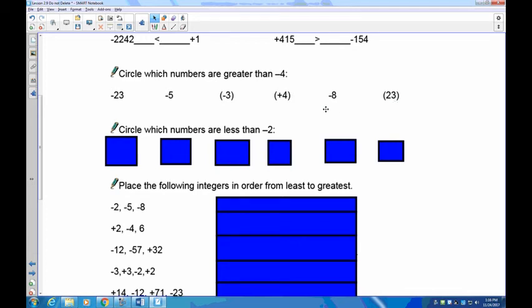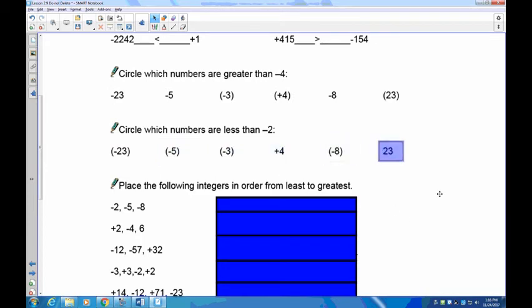All right, so here we go. Negative 23, that's negative, so that should be circled. And I'm just going to undo all of them here so you can see the ones that are circled. Now the ones that are in parentheses are the ones that are circled, and you'll notice they're all on the left-hand side of -2. So that means that they're going to be less. So you should be circling all the negative numbers which are larger than 2. Now +4 is greater and +23 is greater because they're on the right-hand side of -2.